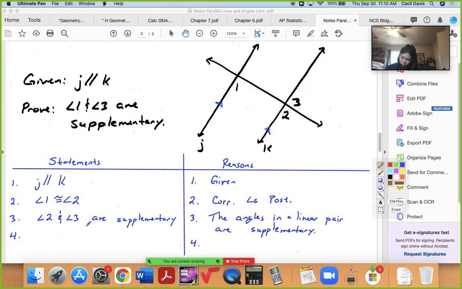Now, if angle 2 and 3 are supplementary, and angle 1 and 2 are congruent to each other, yeah, 1 and 3 are supplementary. Now, this is just one where I kind of play a little fast and loose with the strict definitions of things. I'll go ahead and say angle 1 and angle 3 are supplementary.